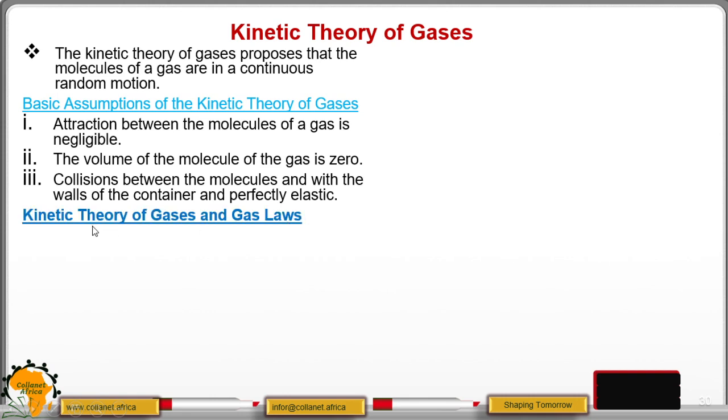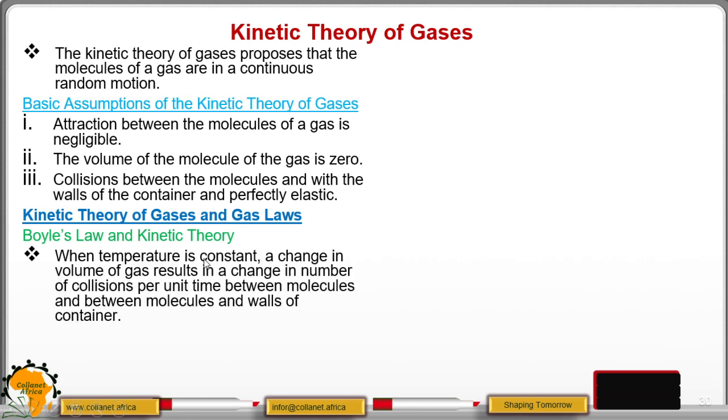Then from there we can move to kinetic theory of gases and gas laws. And in here we are going to consider the three gas laws. We have Boyle's law and kinetic theory. Now we have seen that when the temperature is constant, a change in volume of a gas results in a change in the number of collisions per unit time between the molecules and the walls of the container.